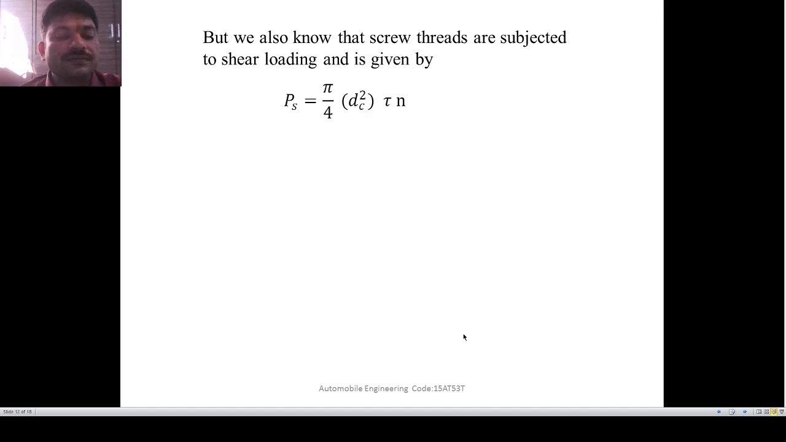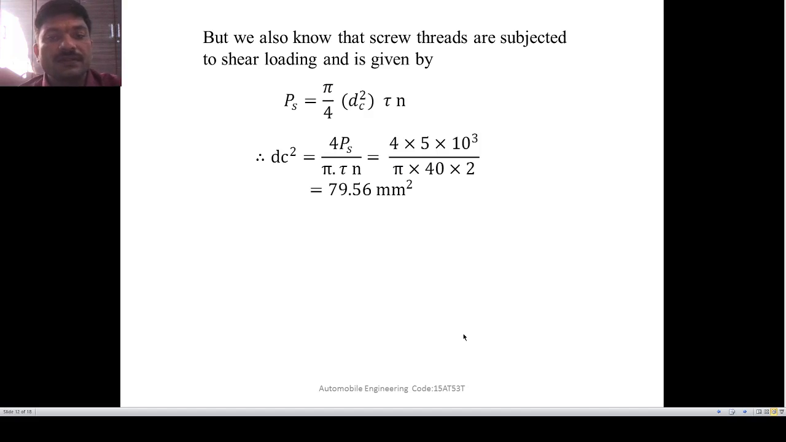Just to do it fast. This is the value we are getting: 4 into 5 into 10 raised to 3 divided by pi into 40 into 2. Therefore, dc square you are getting 79.56. Now from this you find out the value of dc. dc is equal to the square root of 79.56. Nearly you are getting 8.91 mm.